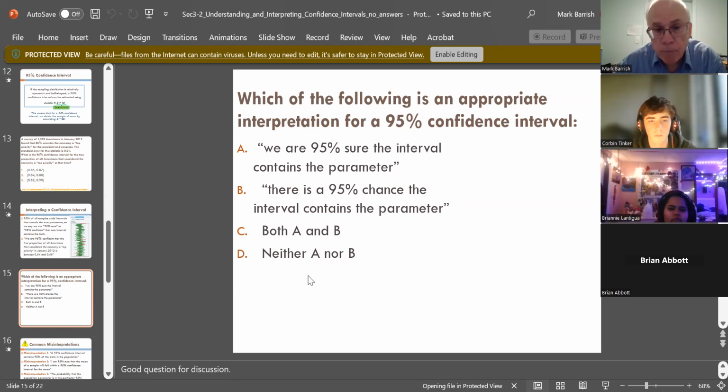A is true. That's right. And B is not true, right? Yes, it's not true, because we said it's not a probability. It's a confidence. It's how confident are we that it's contained there, not what is the probability that it's in there. So the answer is A. B is false. And of course, that means that both C and D are false.